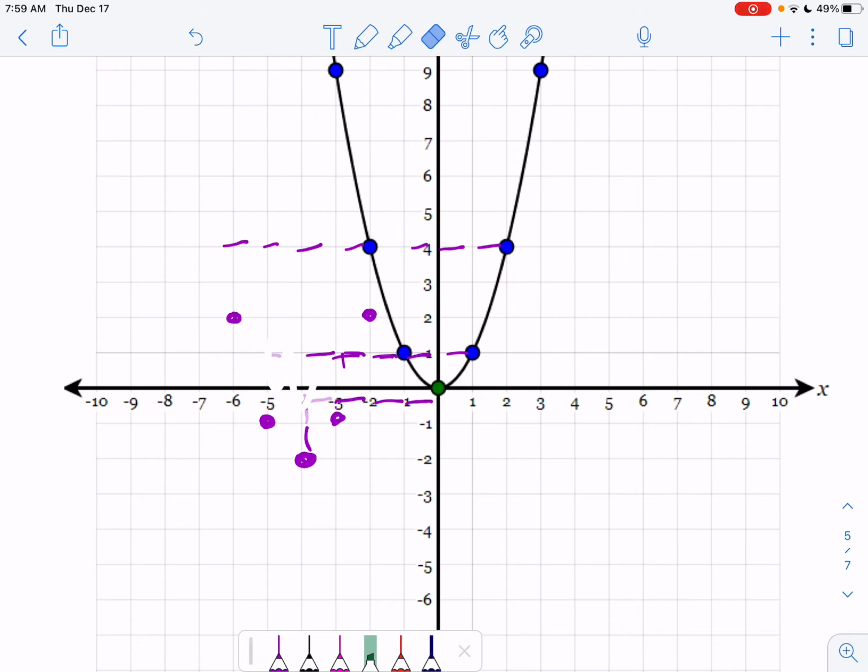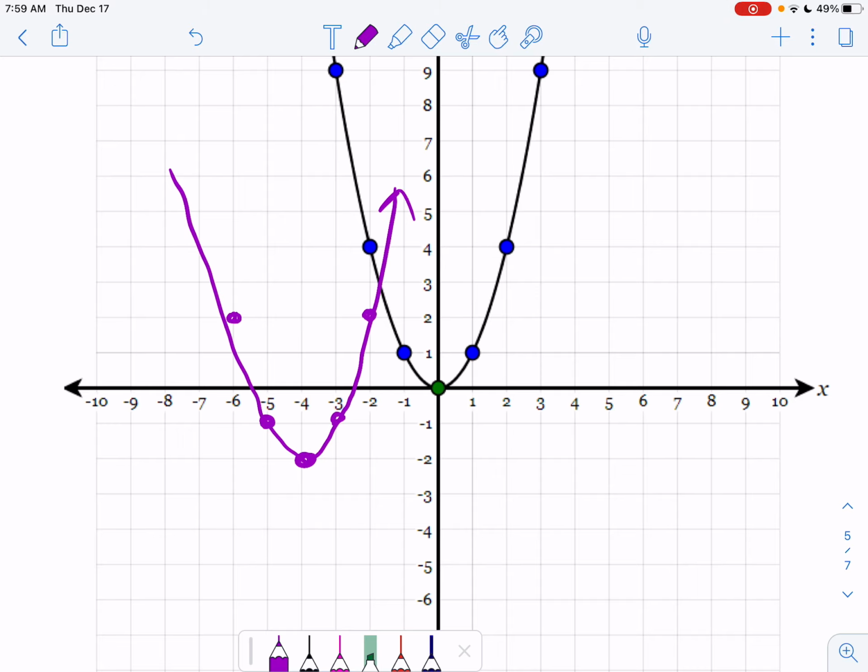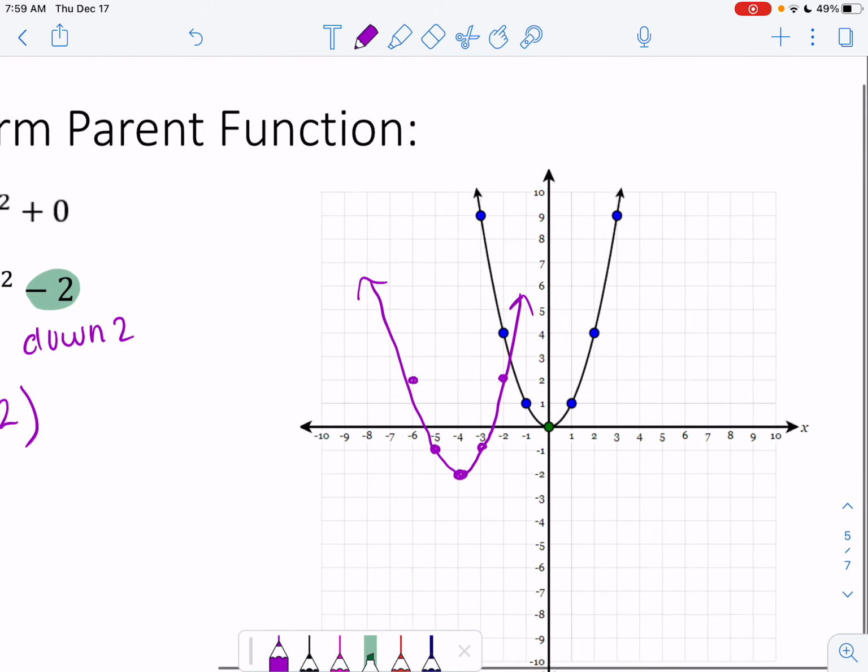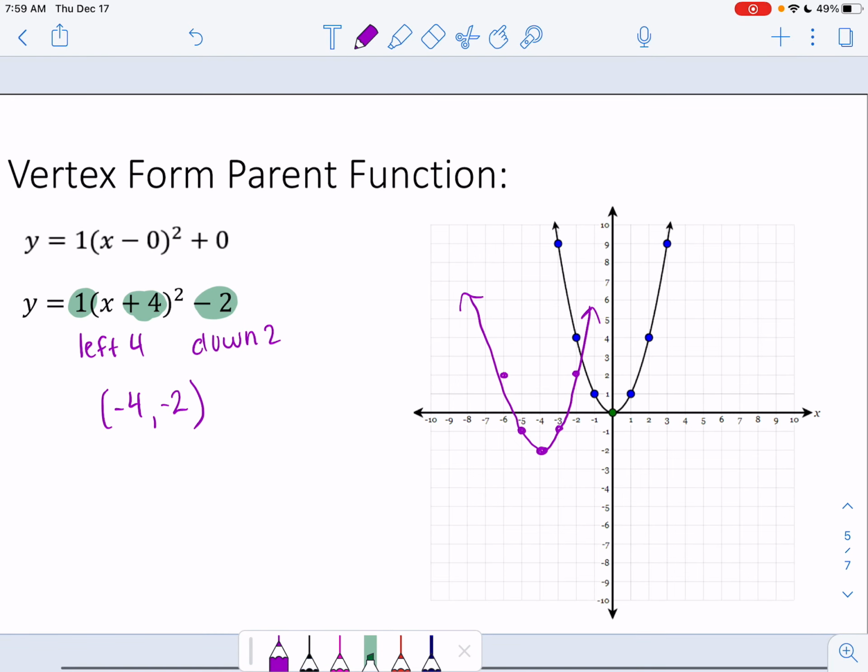So we can clean up our dotted lines because they were just there to help us count. And now we have our new function. It's exactly the same as the parent function. It's just shifted left 4, down 2.